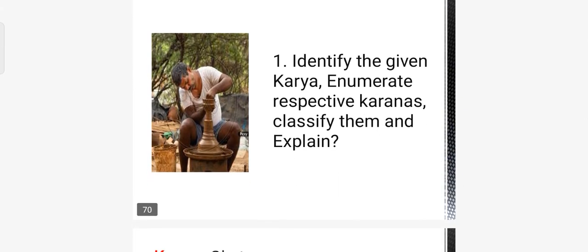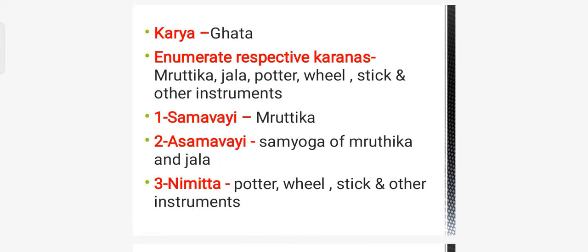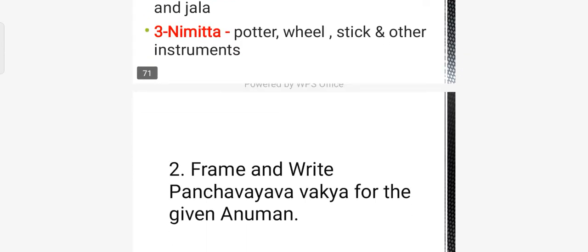So moving on to the next one. Identify the given Karya, enumerate the respective Karana, classify them and explain. You can see that a potter is trying to make a pot. So here the Karya is the Ghata. The respective Karanas required are Mritika, Jala, potter, wheel, stick and other things. Samavaya Karana is the Mritika. Asamavaya Karana being the Mritika and the Jala, in order to form the proper shape or proper consistency of the mud to make the pot. Next, Nimitta Karana being the potter, the wheel, stick and other requirements.